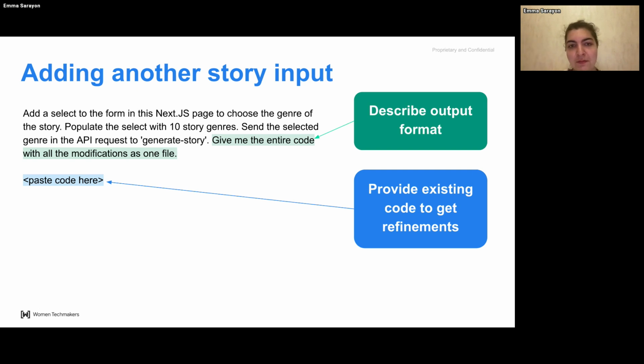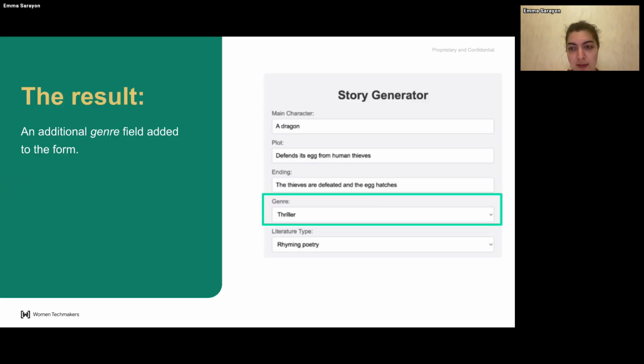If you remember, this is the design part where it's good to mention as many inputs as you can. So for story genres, if you say select with 10, it's better. If you say an even higher number, it's even better. And then send the selected genre in the API request to generate the story. You also describe how it's going to function, and then give me the entire code as one file. So this is the result. The genre is added. You can see there, if you click, there will be 10 options.